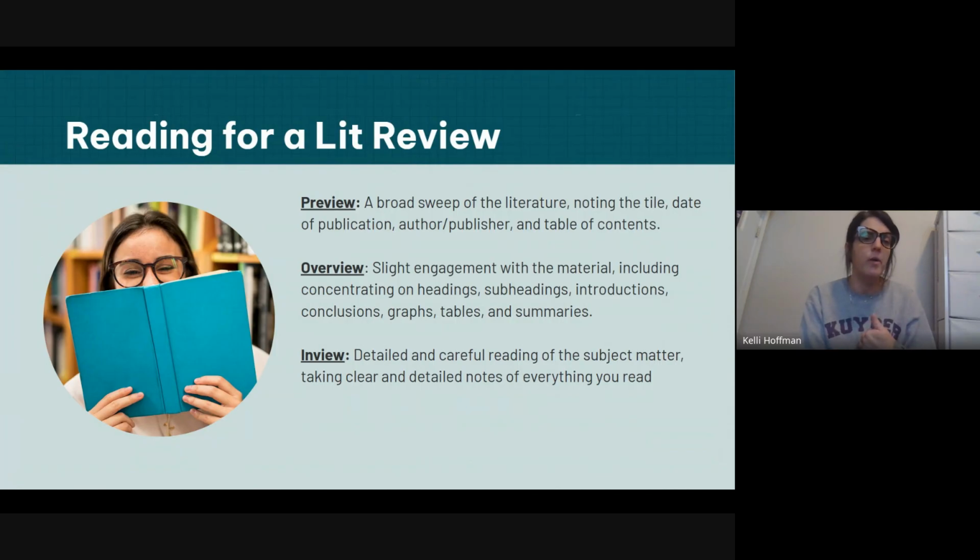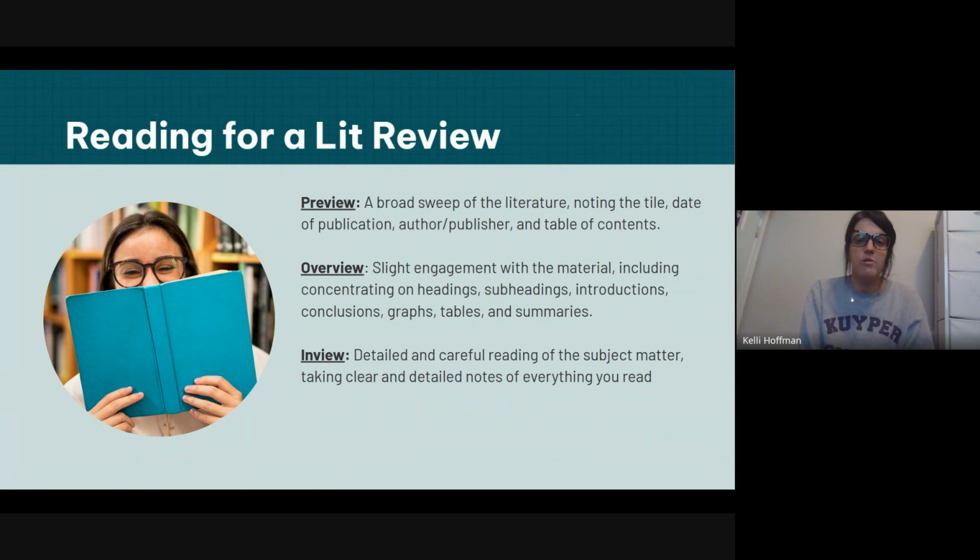If you decide you want to pursue the article, you do an overview of it. Again, scan through, looking at the headings, subheadings, introductions, conclusions, graphs, tables, summaries, those kinds of things. If it seems like, oh yeah, this is actually on topic, then you go into the inview, the detailed, careful reading of the subject matter.